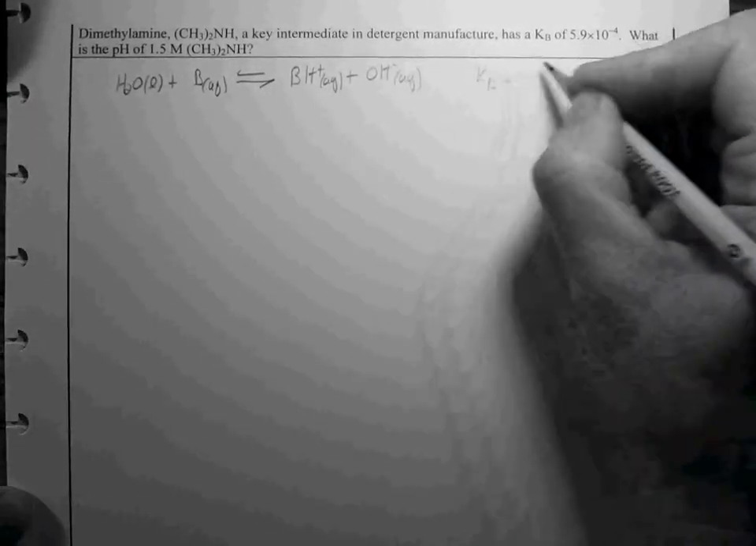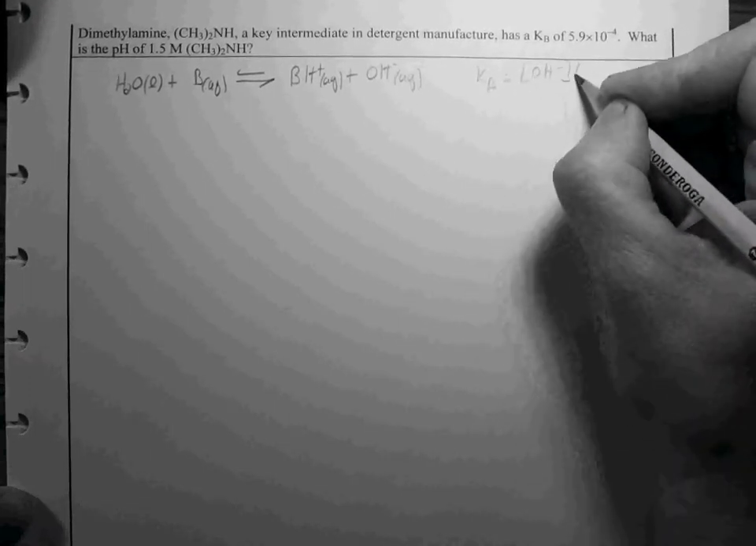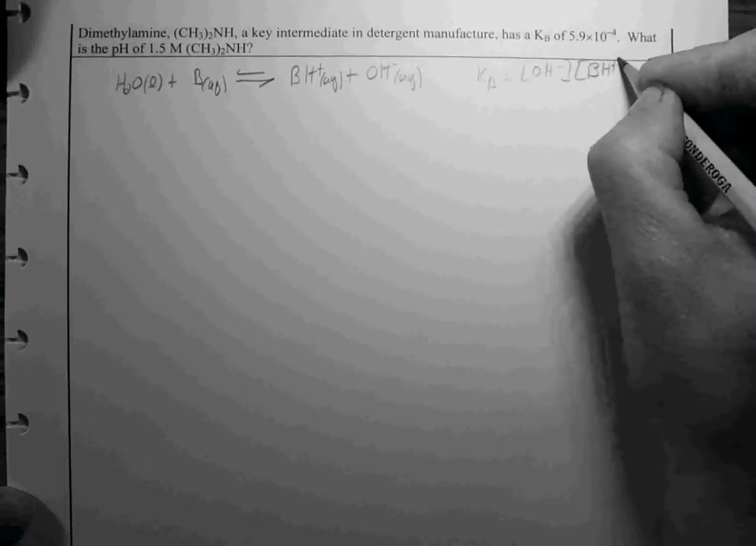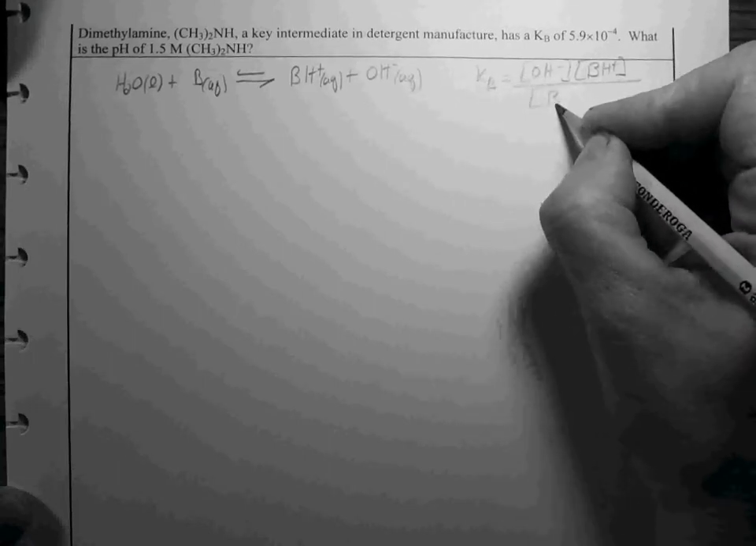Kb is then equivalent to OH minus and our conjugate acid, divided by our equilibrium concentration of our base.